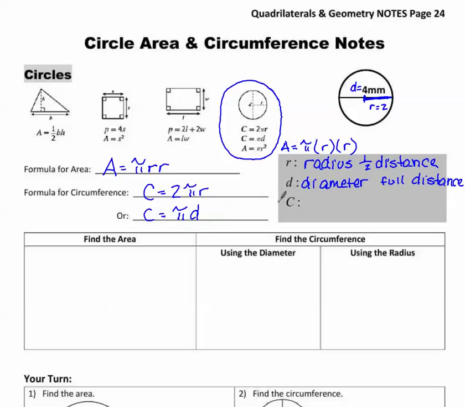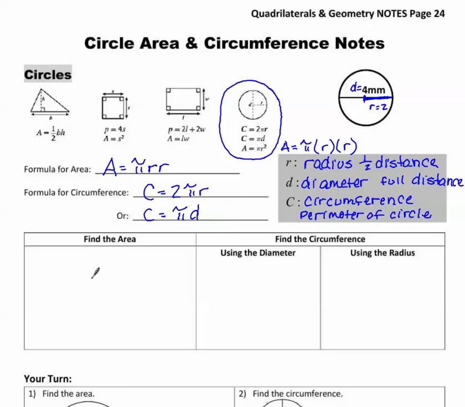And the last thing, C, that stands for circumference. And that's like the perimeter of a circle. So we have A, which is the area, and that covers the full circle, and then C, which is the circumference, which is like the perimeter of a circle.